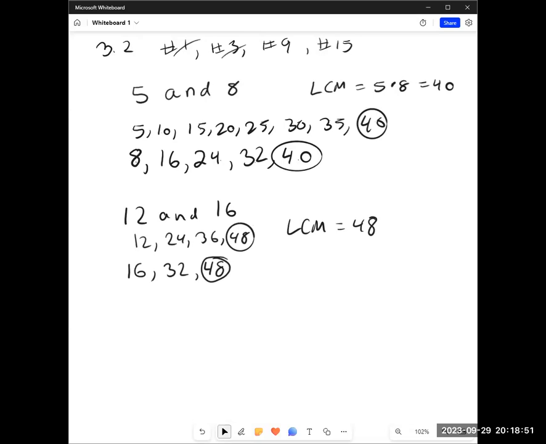Let's look at the one that's like number 9. 45 and 6. So I'm going to try to see multiples of 45. They are 45 and 90. 6 does go into 90. Let me show you that.